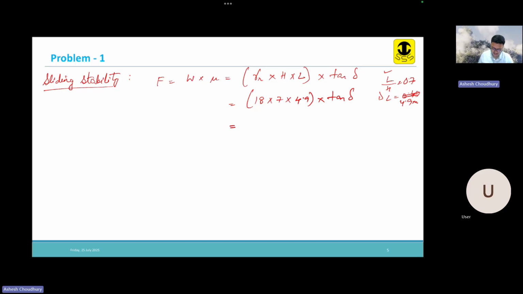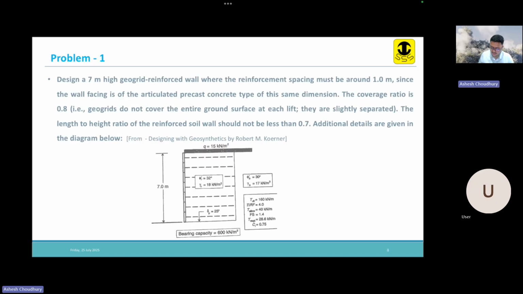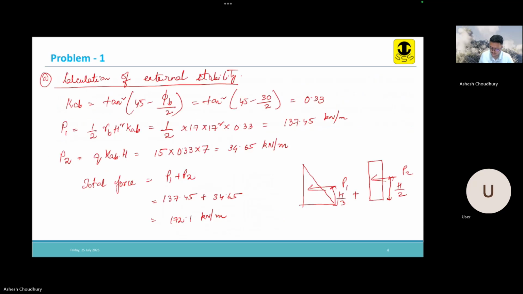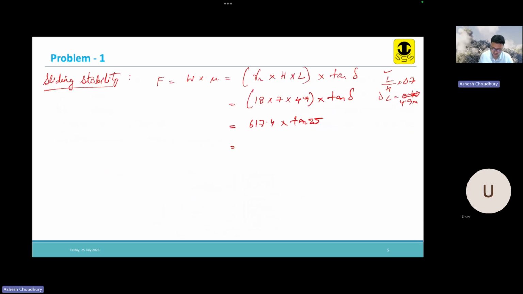So this one will come out as 25 degrees. This 25 degrees is also given to us. It is nothing but the friction angle between this and this. The friction coefficient is tan of that friction angle.